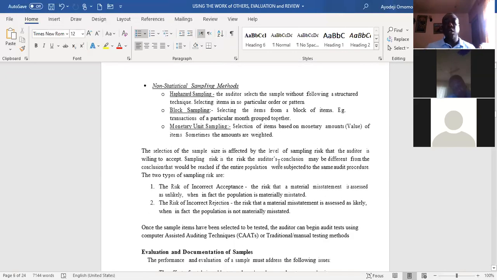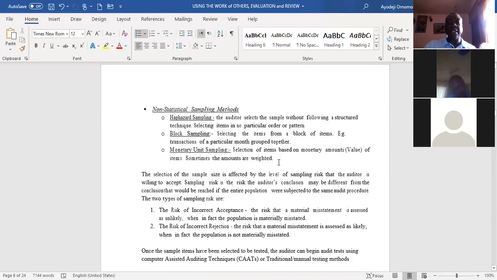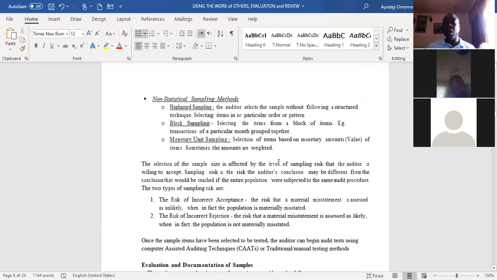For non-statistical sampling, here you have haphazard sampling, block sampling, monetary unit sampling. For haphazard, that is when you do not even need to have any method.